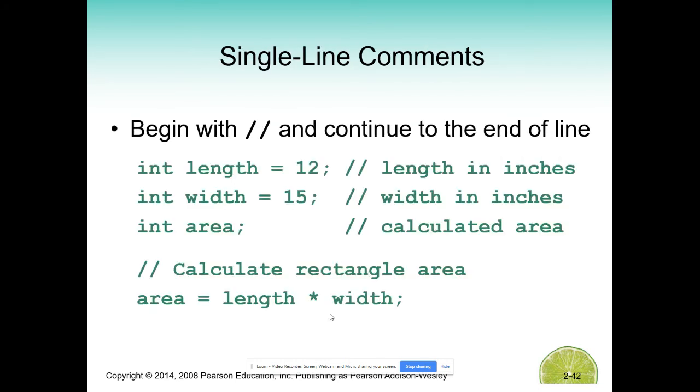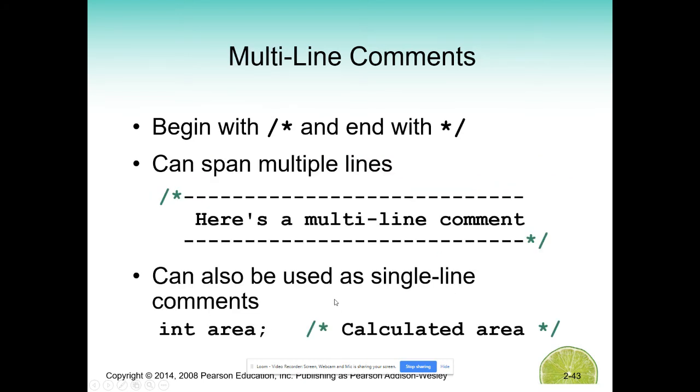Okay, so you have a single line comment. So here you have int length equal 12. You're saying length in inches. Int width equals 15. Width in inches. You're explaining it. Int area, your calculated area. And then you can have it on top of the line also instead of the same line. Calculate rectangle area.